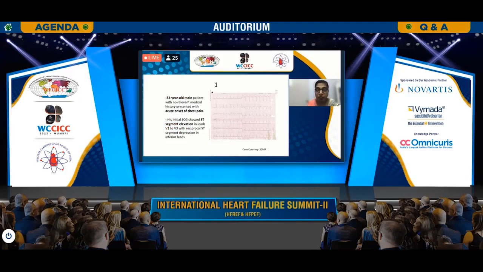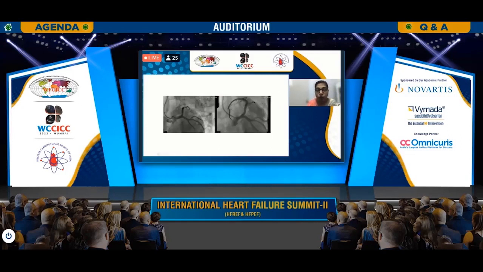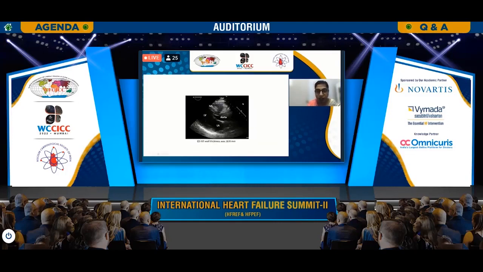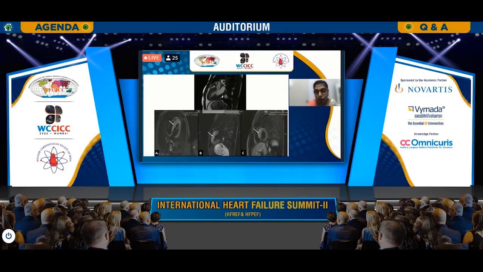This was a 32-year-old male patient who had acute onset of chest pain and ST elevation STEMI. What was found on cath was an LAD occlusion after the D1. So this was revascularized. And on echo, what was found was the interventricular septum was thickened, with a thickness of around 90 mm. An MR was done to see whether the patient also had hypertrophic cardiomyopathy. And it showed there was a thickening of the interventricular septum.